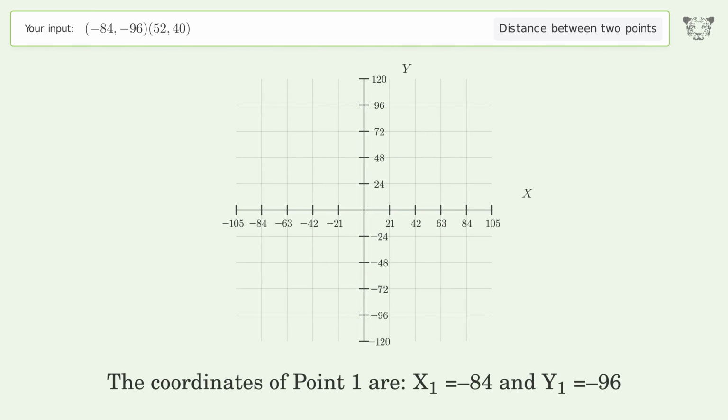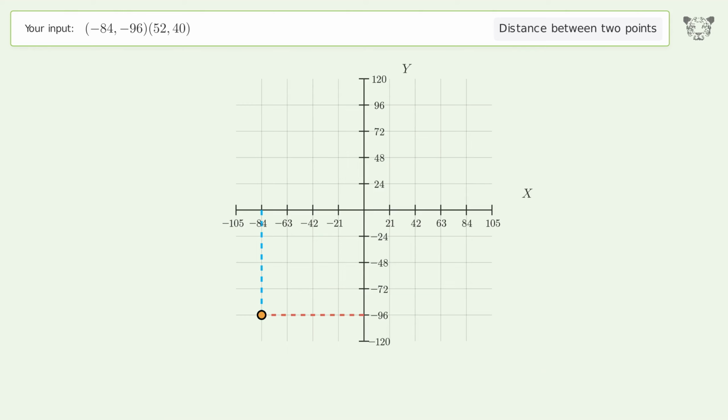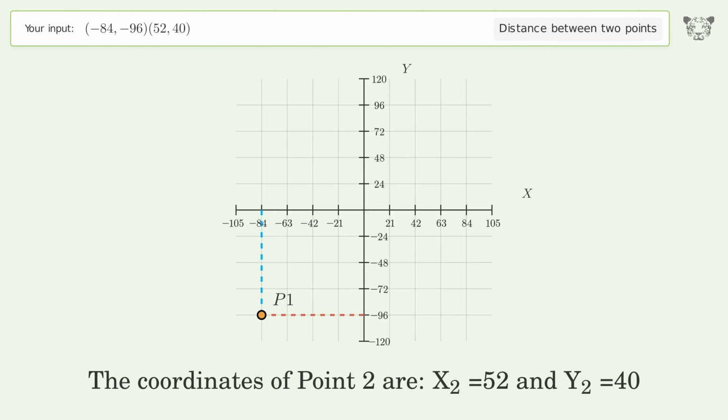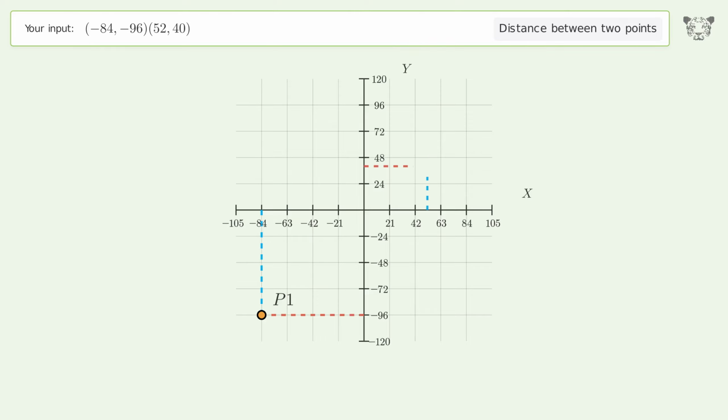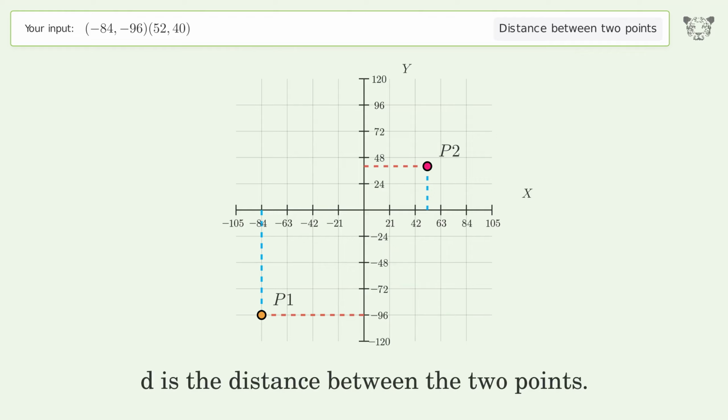The coordinates of point 1 are x1 equals -84 and y1 equals -96. The coordinates of point 2 are x2 equals 52 and y2 equals 40. D is the distance between the 2 points.